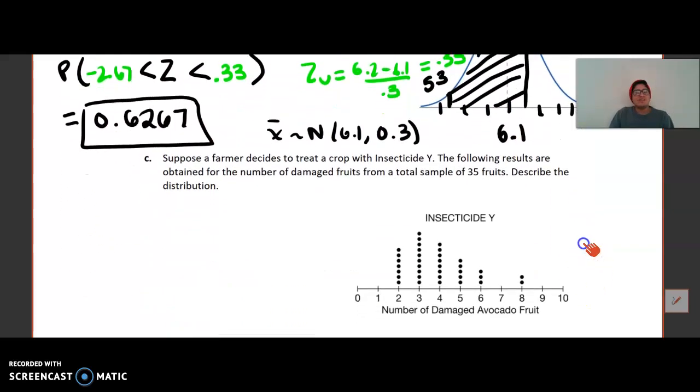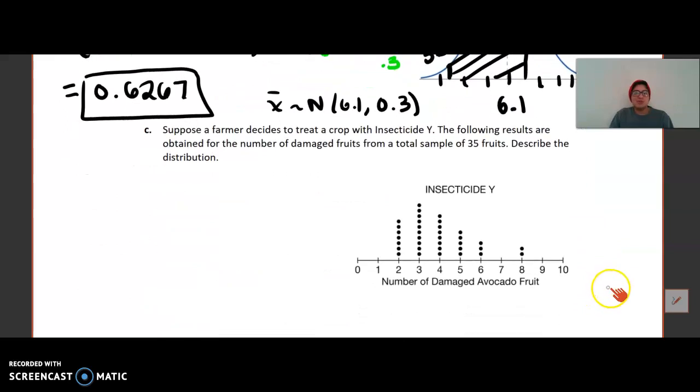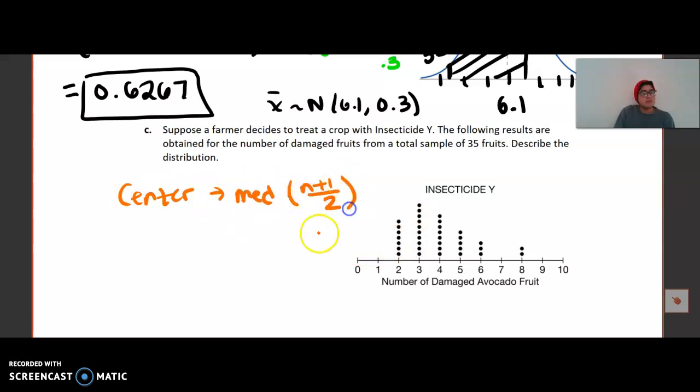Part C here is just a fun little throwback to good old Unit 1 days of describing univariate data. Suppose a farmer decides to treat a crop with insecticide Y, and the following results are obtained for the number of damaged fruits from a total sample of 35 fruits. Describe the distribution, and I'm not going to do this one because it's just a good refresher. But as a reminder, when we are describing data, we take a look at the center. Here we notice there's a skew, so we're going to find the median. You'll want to use n plus 1 over 2 to find the observation.